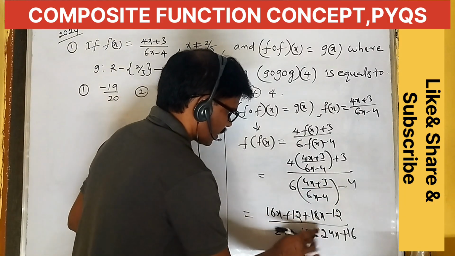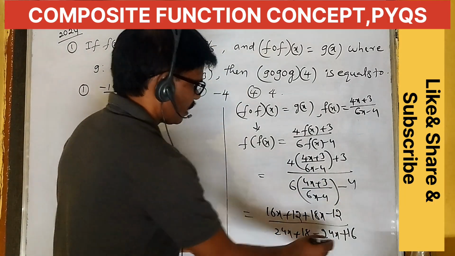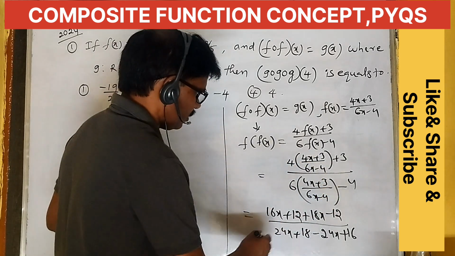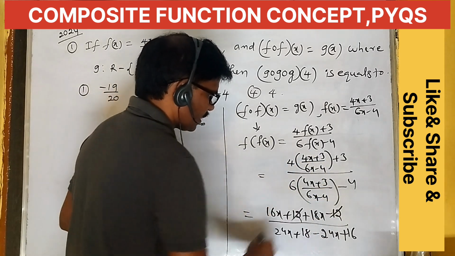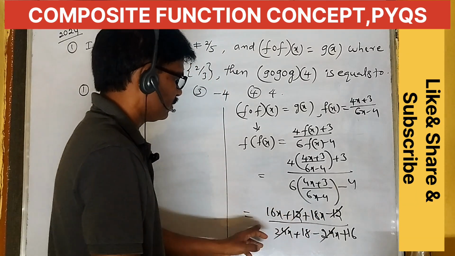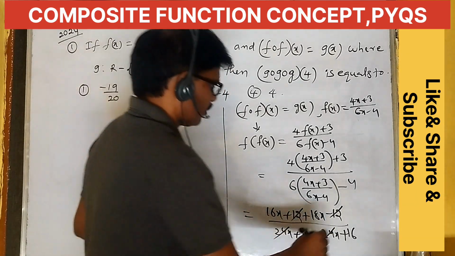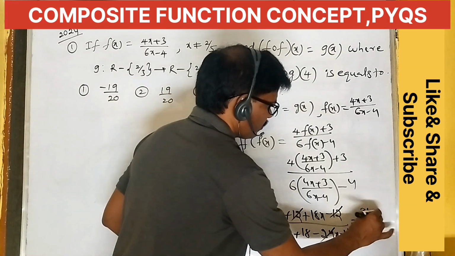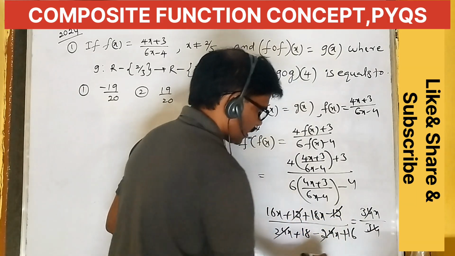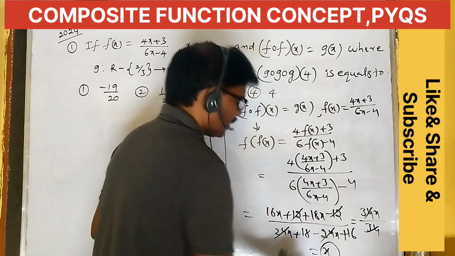This is 6 fours are 24, this is the minus 24x. Downside 6x minus 4, this is also 6x minus 4, both are cancelled. Here 12 minus 12 cancel, here 24 also cancel. This is the 16 minus, equal to 34x. This is 34x by 34, both cancel, equal to x. Okay, this is the x value.